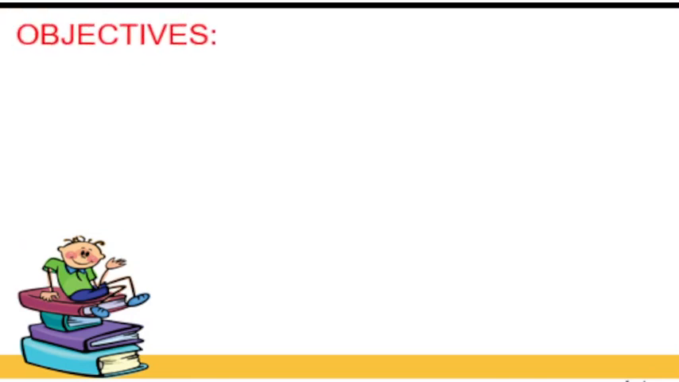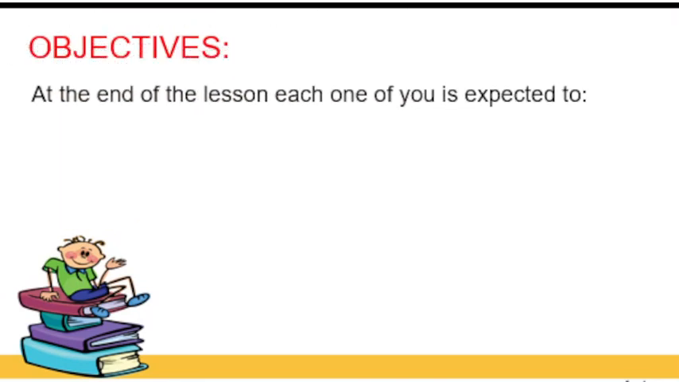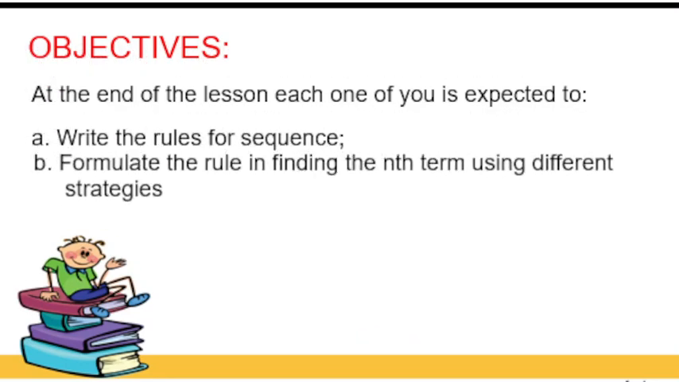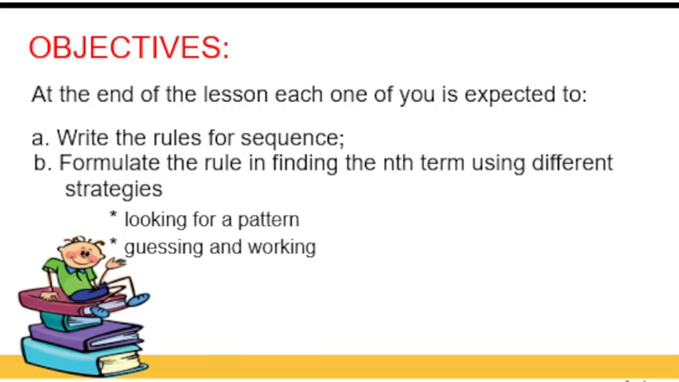And for the objectives, at the end of the lesson, each one of you is expected to write the rule for a sequence and formulate the rule in finding the nth term using different strategies, such as looking for a pattern, guessing, and working backwards.